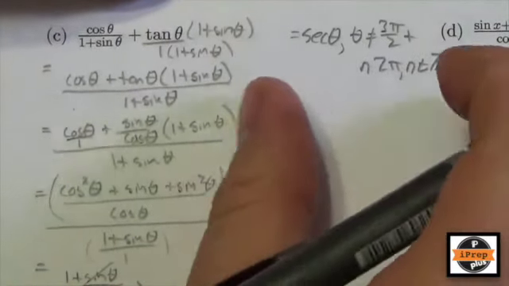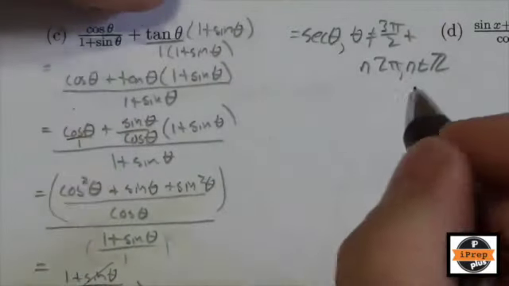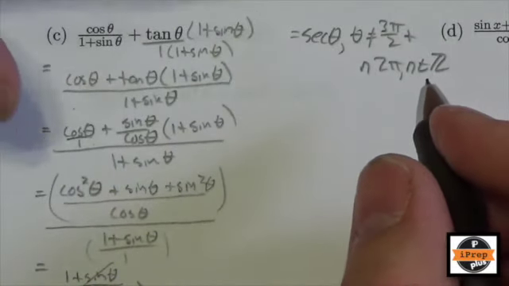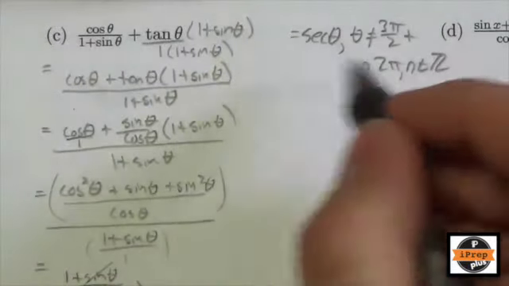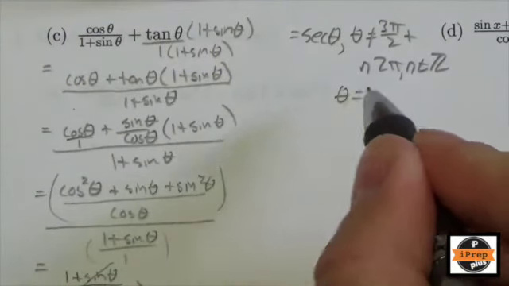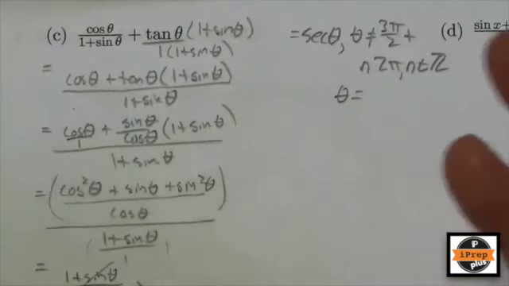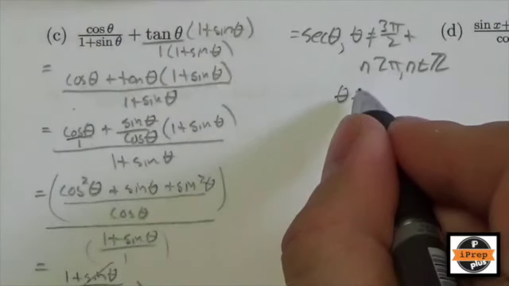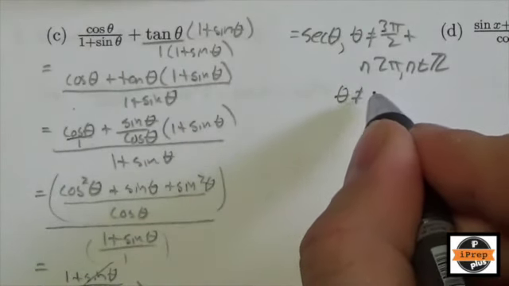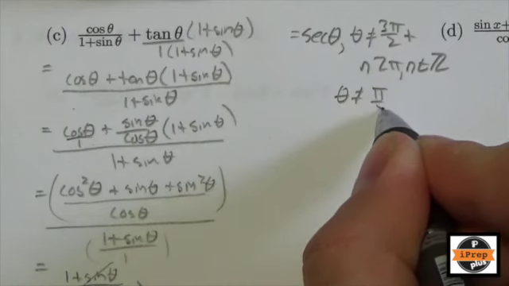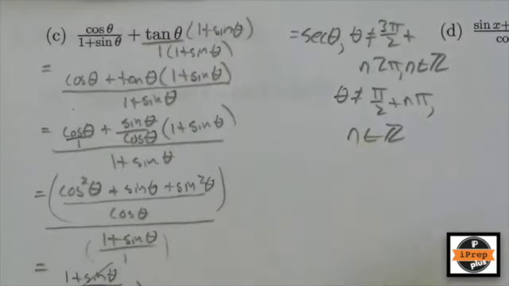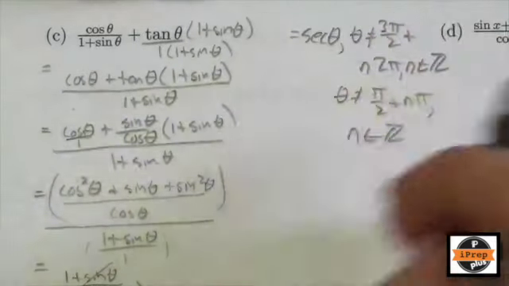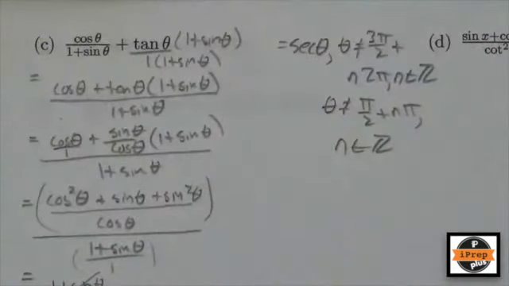Now, that's true for the answer here, but if you want to get the full mark here, I suspect that most teachers are going to ask you to include the restrictions on the secant here. And in this case, secant is undefined when cosine goes to 0, and that's going to be at pi over 2. So theta can't be pi over 2 plus n pi, where n is an element of the integers. Okay, and so there's our final answer there.